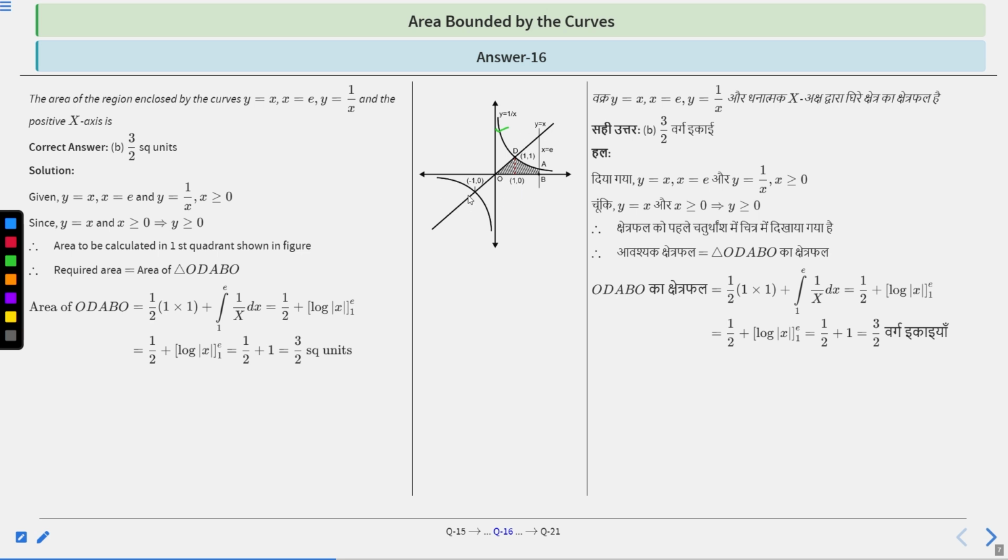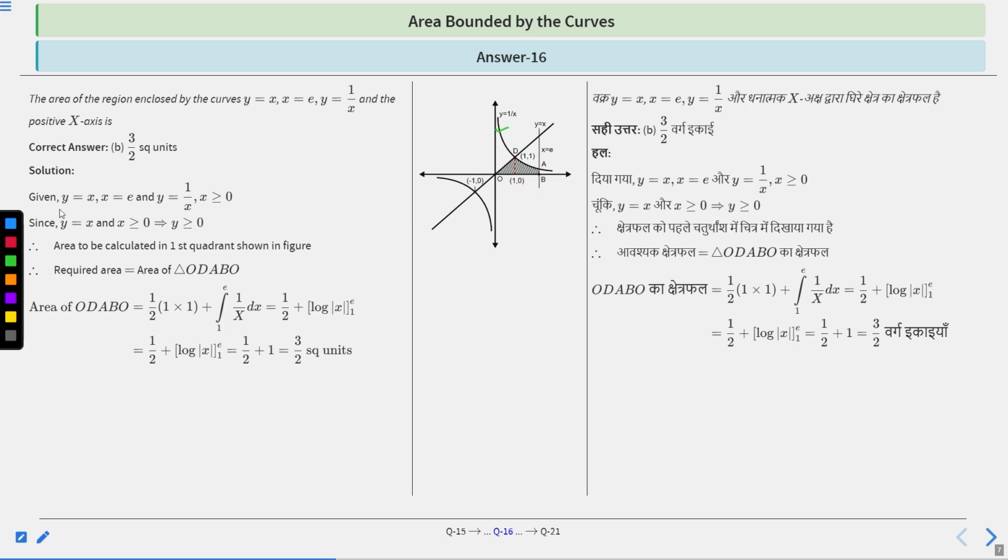The graph of y equal to x is this one, right? The point of intersection of these graphs is basically (1, 1), and we have to find the area enclosed by the curves y equal to x and x equal to e. We have to find the area enclosed till x equal to e, right? So this shaded region will be the required area.